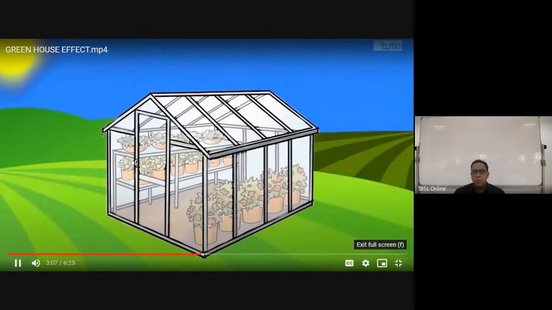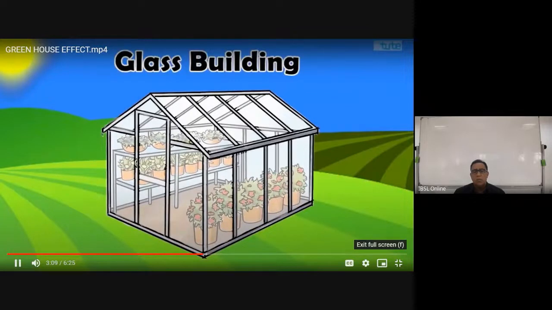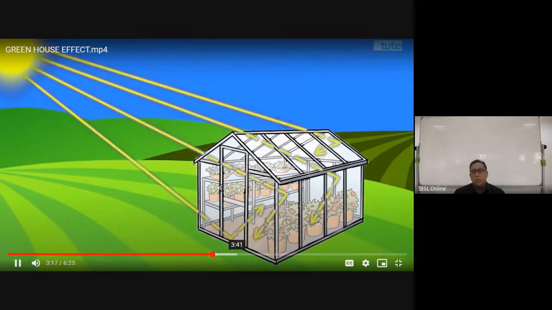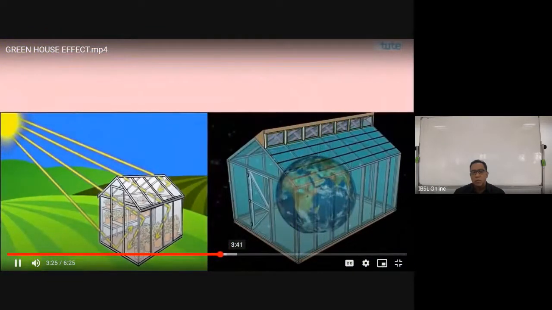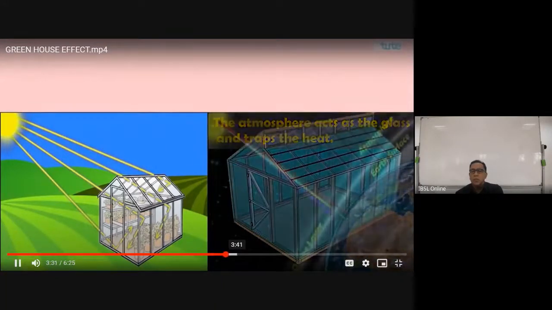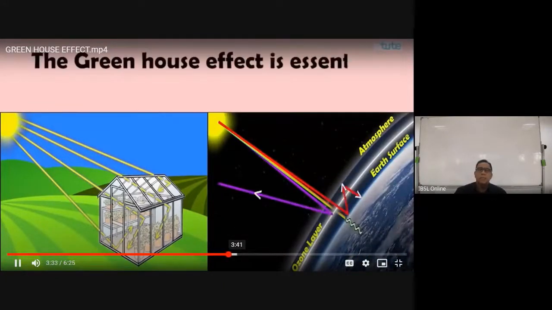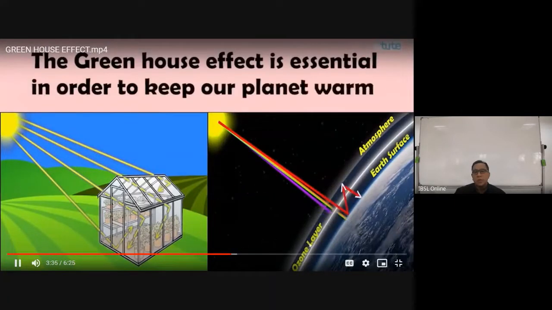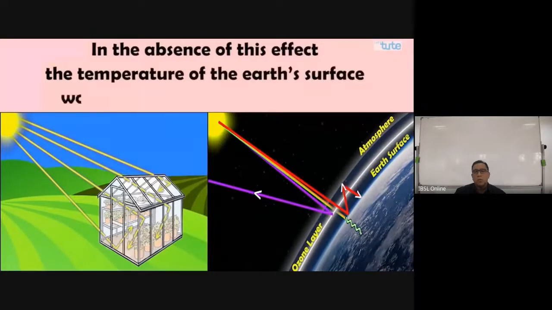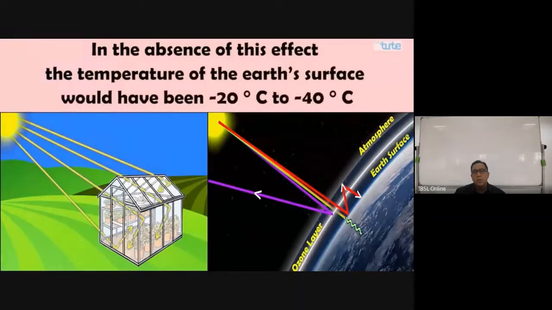A greenhouse is a glass building in which plants that require protection from cold weather are kept. The glass cover helps to trap all the heat energy and keeps the inside environment warm. Now consider our planet Earth. The atmosphere acts as the glass and traps the heat. The greenhouse effect is essential in order to keep our planet warm. In the absence of this effect, the temperature of the Earth's surface would have been -20 to -40 degrees Celsius.